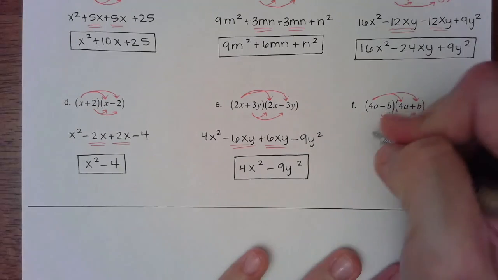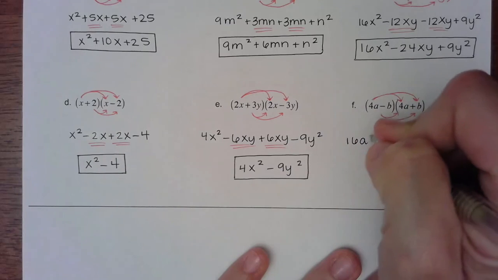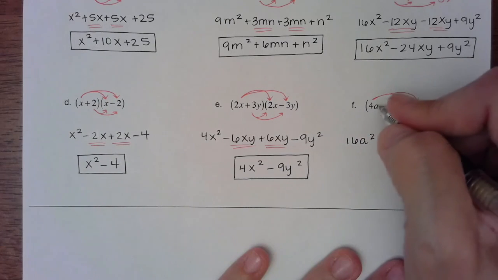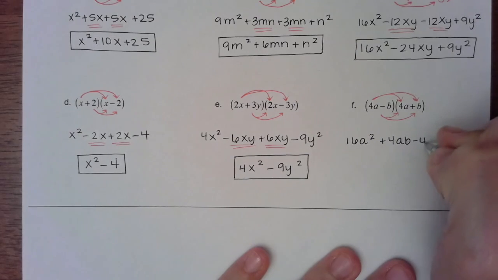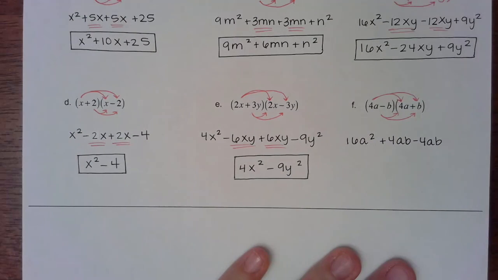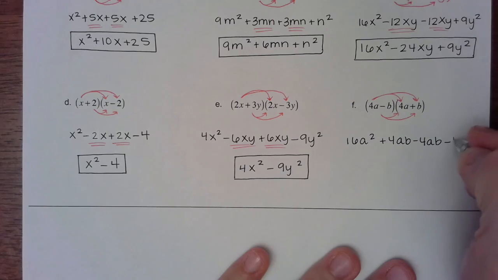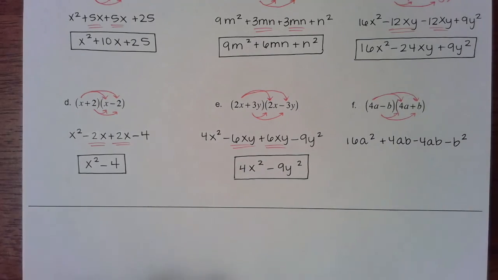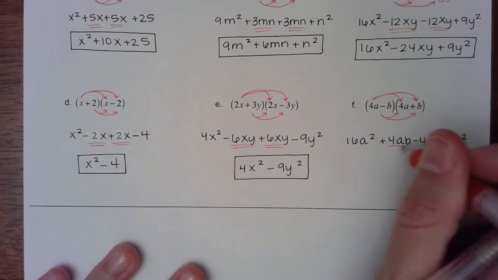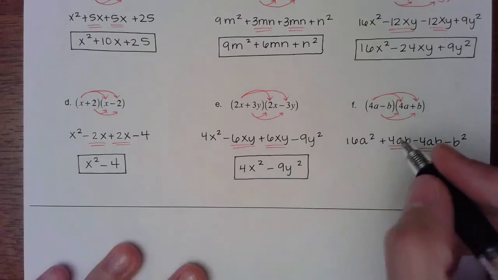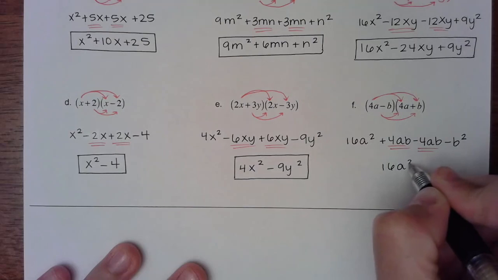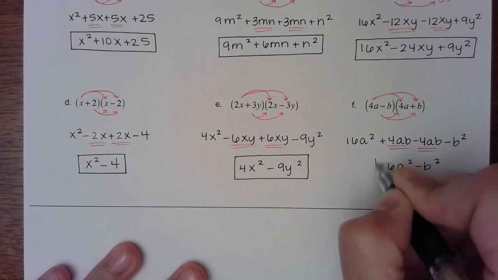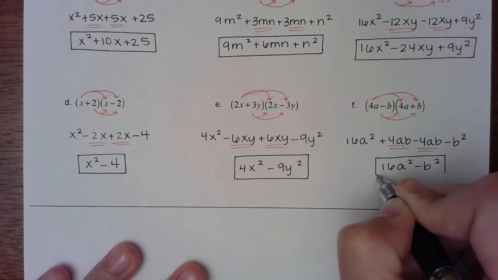So similarly on F, 4a times 4a is 16a squared. 4a times b is 4ab, and then negative b times 4a is negative 4ab. And then negative b times positive b will give me negative b squared, and then the 2 in the middle cancel out with one another because they're opposites, so when they subtract they go away. So 16a squared minus b squared, that'll be the answer for this question.